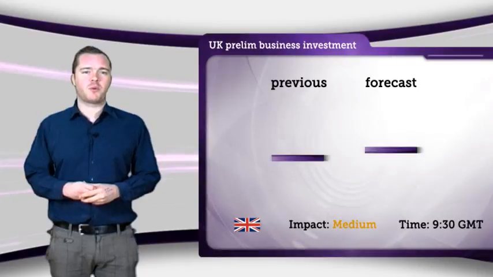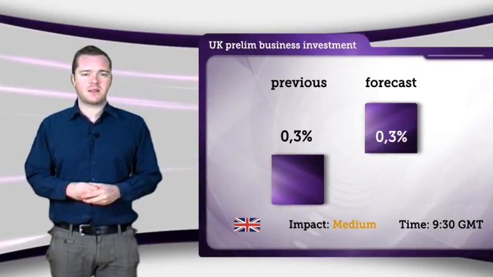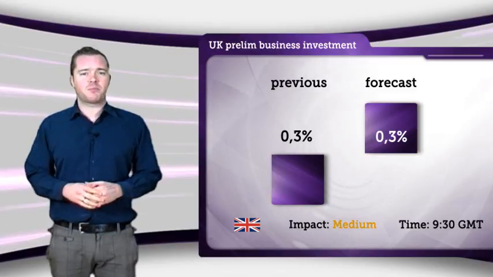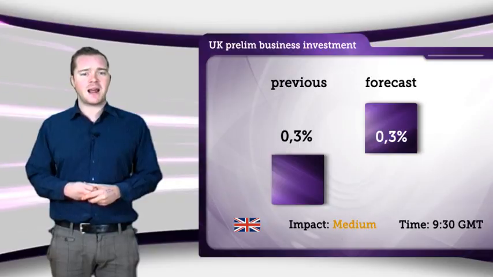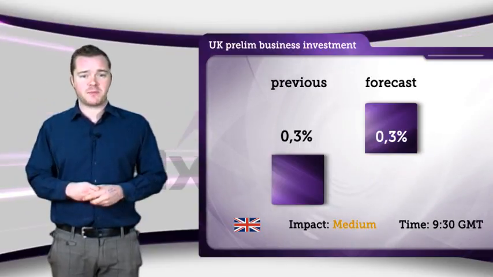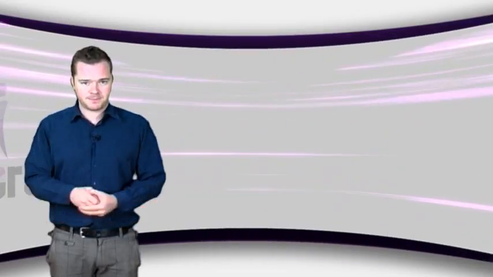National Statistics will report quarterly statistics regarding business investment at 9:30 AM GMT. In the previous quarter, business investment rose by 0.3% and analysts are now expecting a 0.3% decline. Moreover, medium impact on the sterling can be expected.